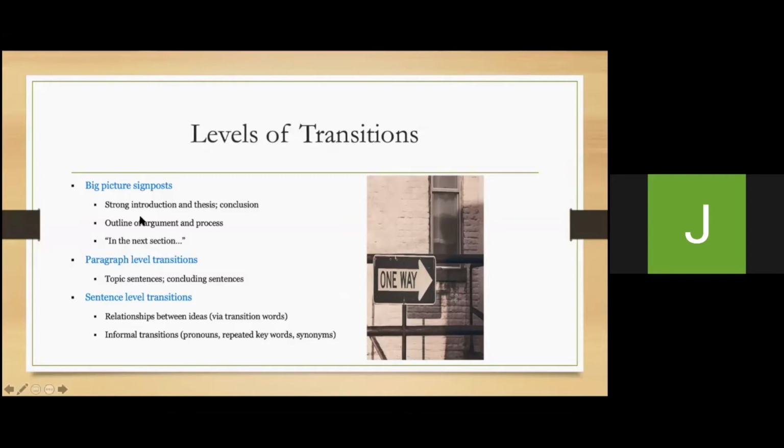So we have big transitions, what I call the big picture signposts. Having a strong introduction and thesis and conclusion helps reinforce the whole idea of the paper, along with an outline of the argument and process. And really, if you're writing a thesis or dissertation, each section should end with a summary of what you did in the previous section, and then state in the next section what you will do. So this way it prepares the reader to move step by step.